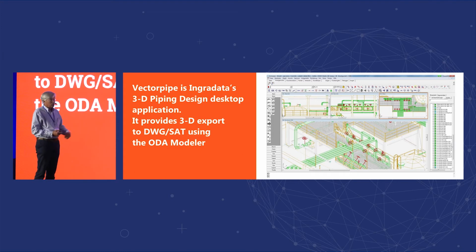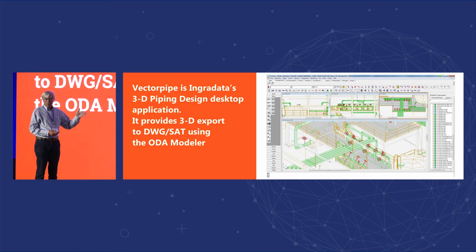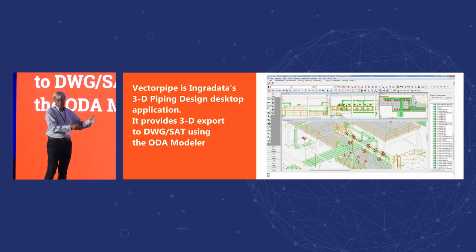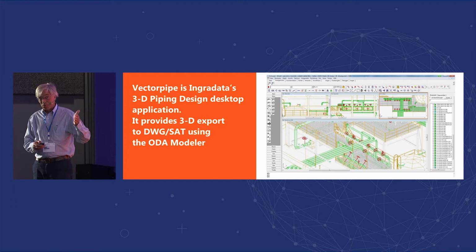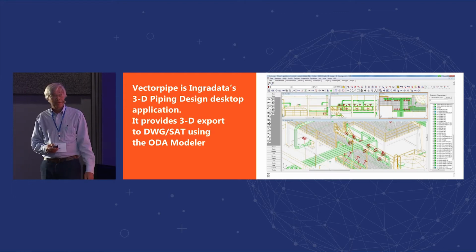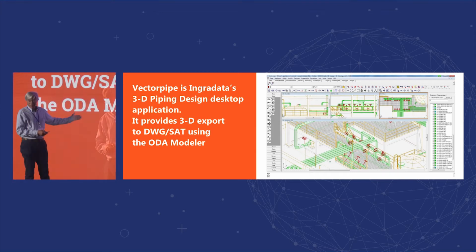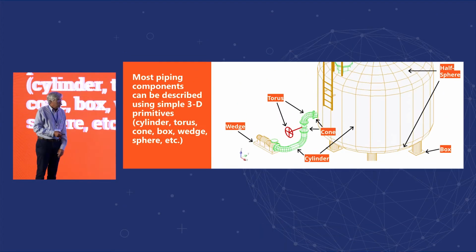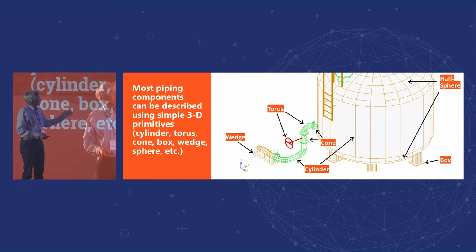So this software has been around for a number of years already. But one thing we've always struggled with in the past is how do we get this data into a DWG format? In the past, we've had to go through a lot of hoops to try to get things working there. But now with the new ODA Modeler functionality, we're able to handle these things a lot easier.